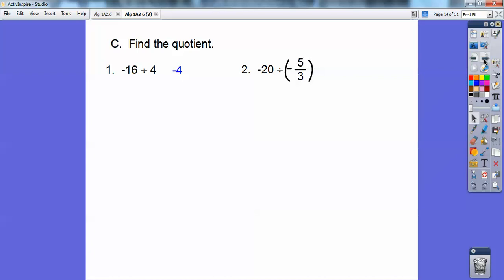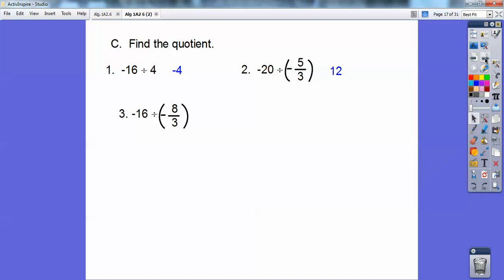When you're dividing by fractions, do you remember you flip this guy and change this to a multiplication. You multiply by the reciprocal of the second number. So it's going to be negative 20 times negative 3/5. Then go ahead and cancel. 5 goes into 20 4 times, and you're left with negative 4 times negative 3, and negative times negative is a positive, so you get positive 12.